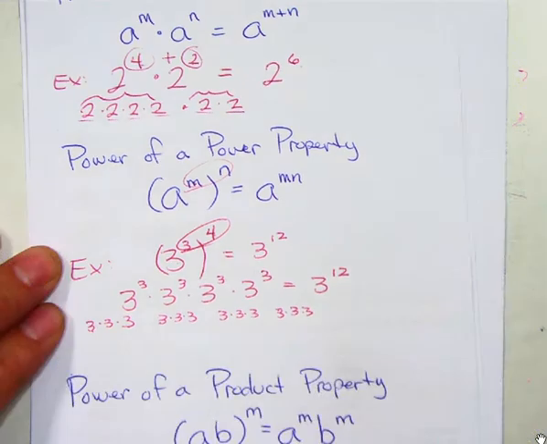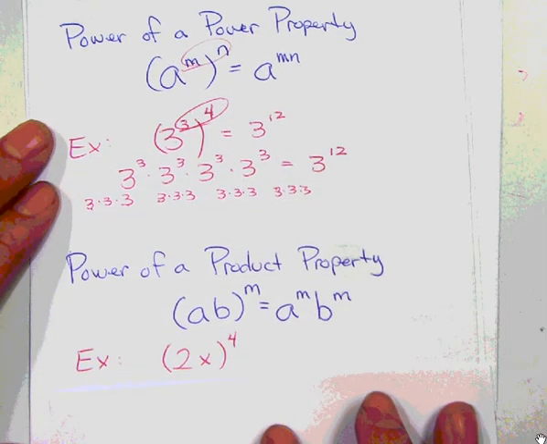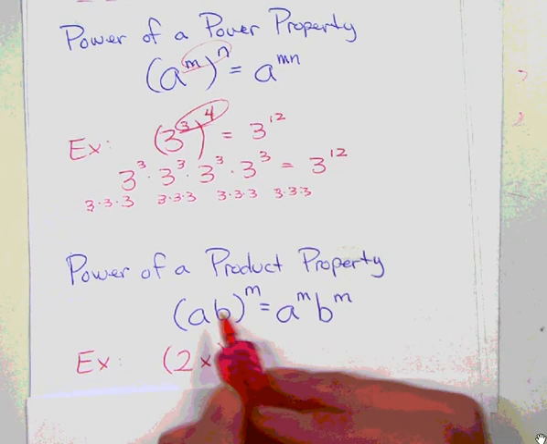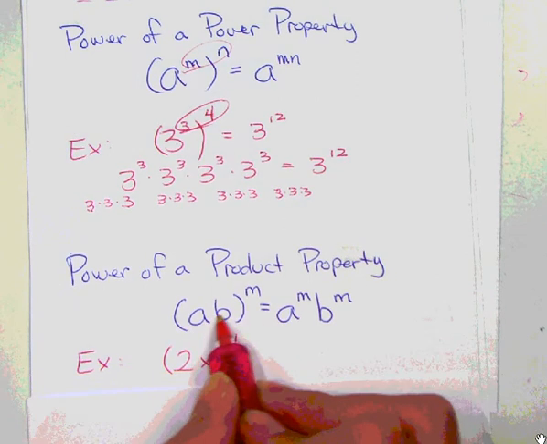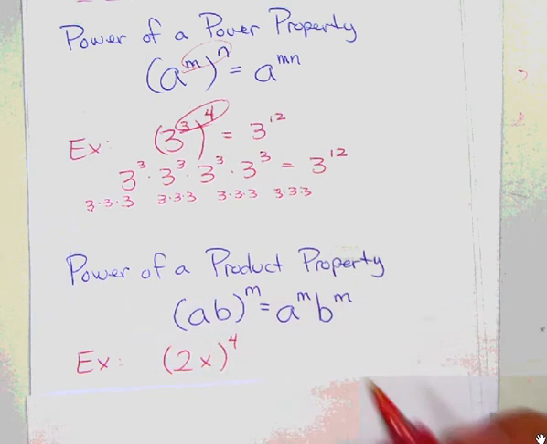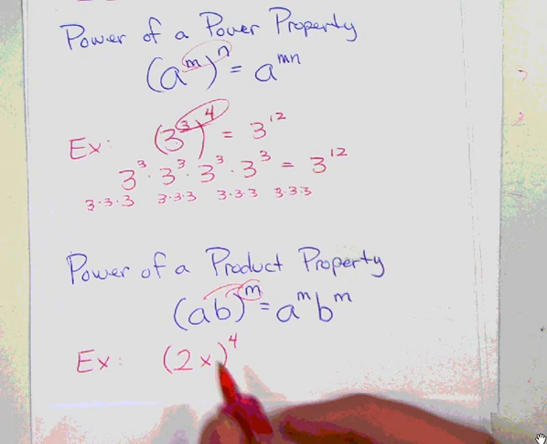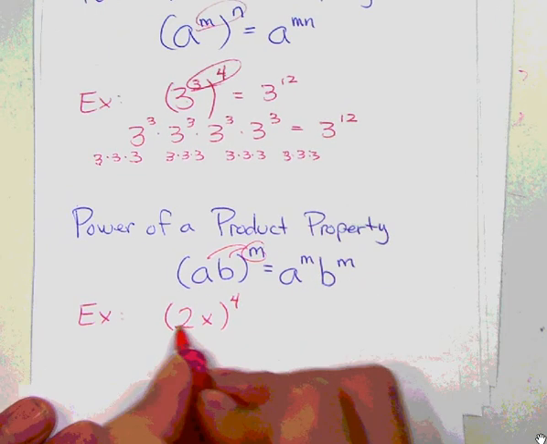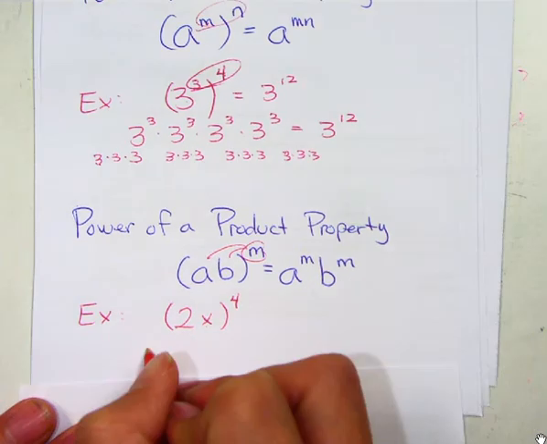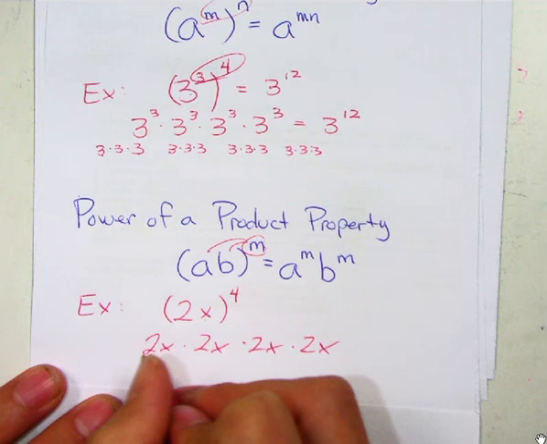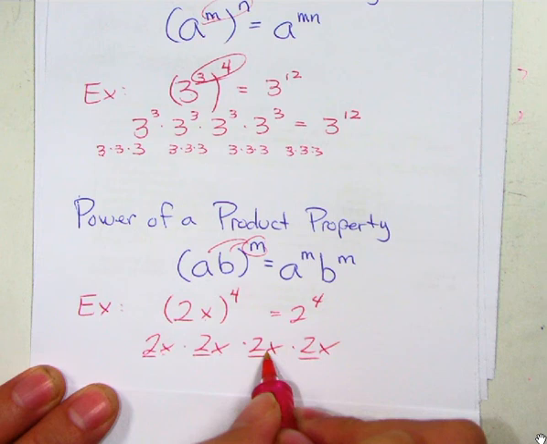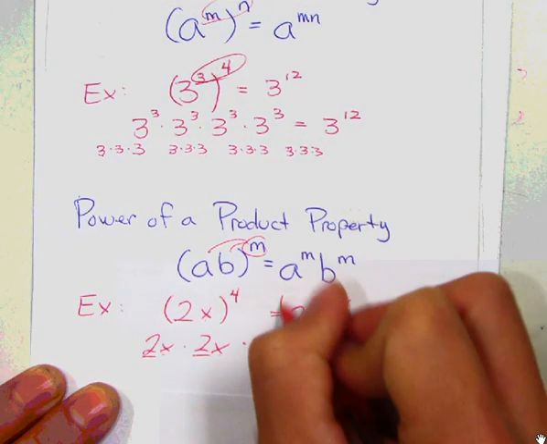Okay, and then the last property is called the power of a product property. So when you're multiplying two numbers together and then it's being taken to a power, it's like the distributive property. You're saying each of those gets that power. So take a look here. 2x to the 4th power. That's 2x times 2x times 2x times 2x. So 2 times 2 times 2 times 2, there's 4 of them. So that's 2 to the 4th. And then x times x times x times x is x to the 4th. So you can see how that works out.